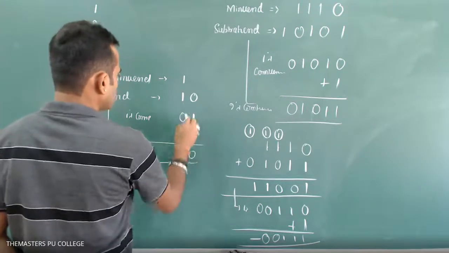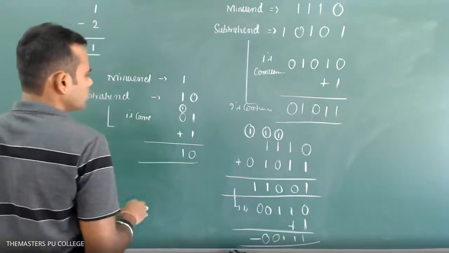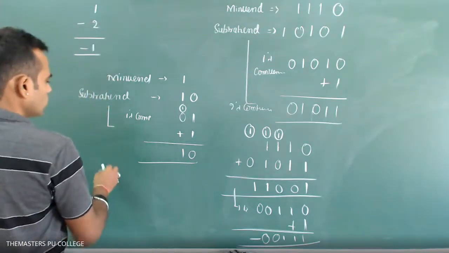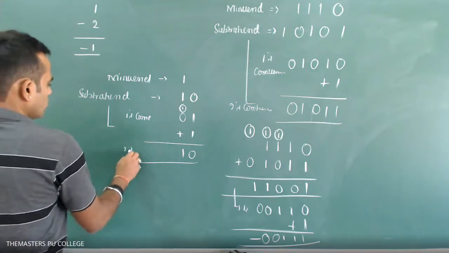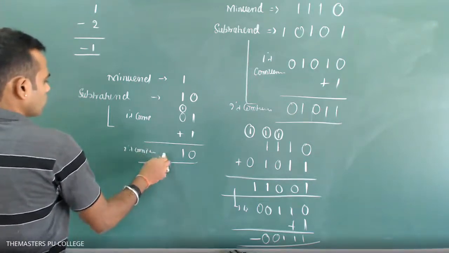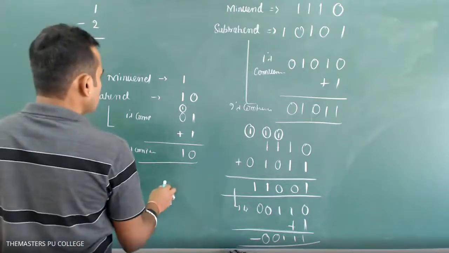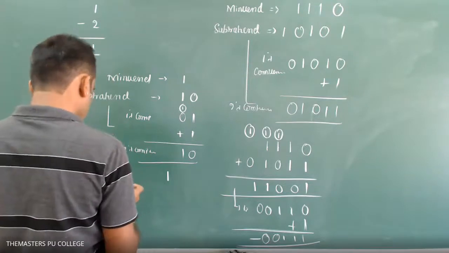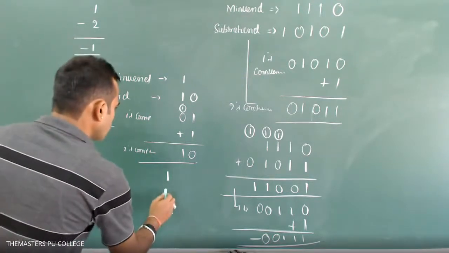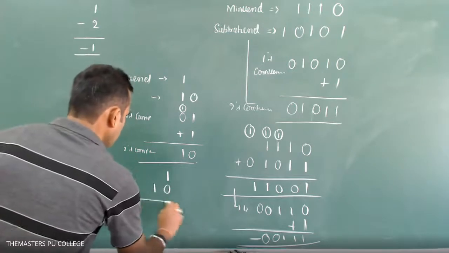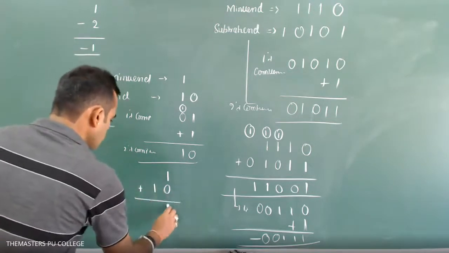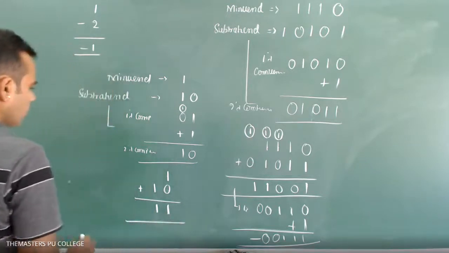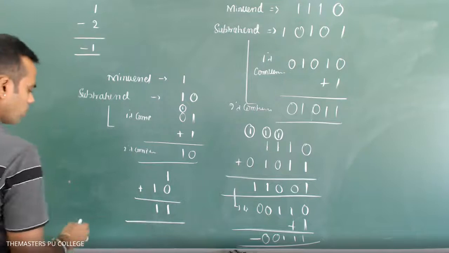1 plus 1 is 0, so 1 will be carried. So it becomes 1 0. This is the 2's complement. Now add: 1 with 1, 1 0. 1 plus 0 is 1, 1 you keep as it is. Next, this should be recomplemented.